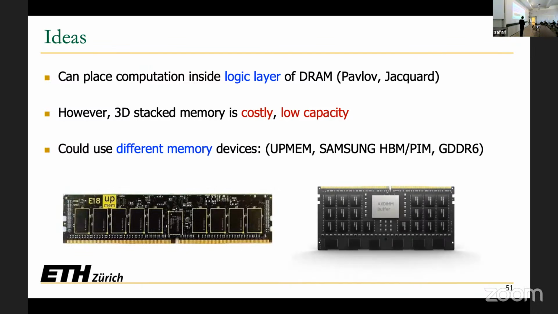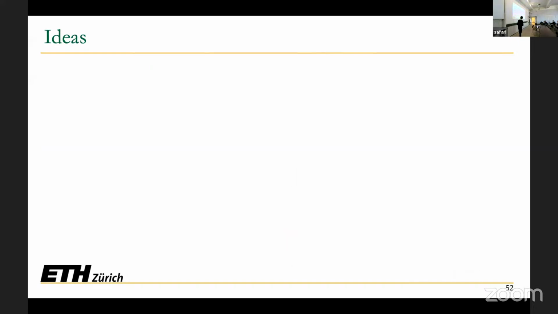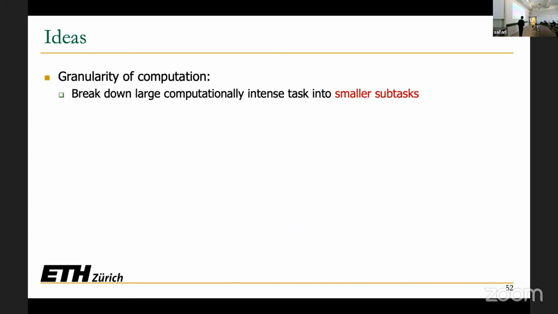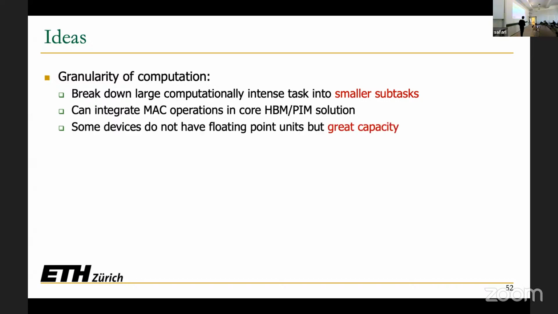In fact, you could probably even integrate UPMEM straight onto the edge TPU. For example, if users require more performance, they could purchase these modules and then integrate them. However, I believe the UPMEM modules are actually larger than the TPUs themselves. You could probably scale them down. Something else to consider is the granularity of computation, where you break down large computationally intense tasks into smaller subtasks, and this would allow you to integrate back operations inside these various devices, the UPMEM or Samsung's device. However, some devices don't have floating point units, but they also might have great capacity. So it's always a trade-off to consider.